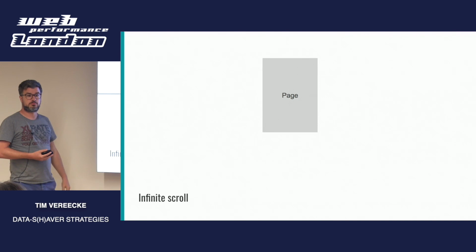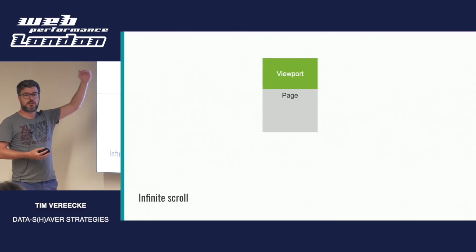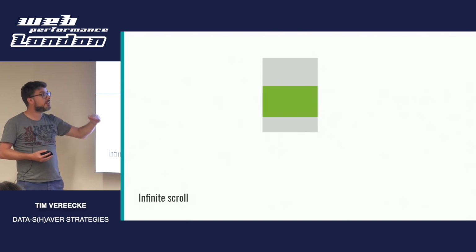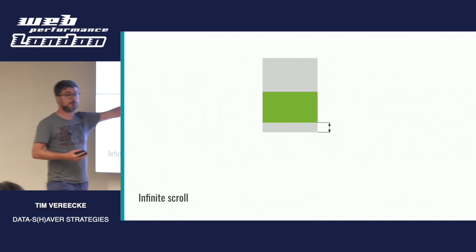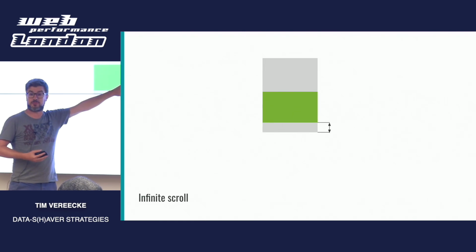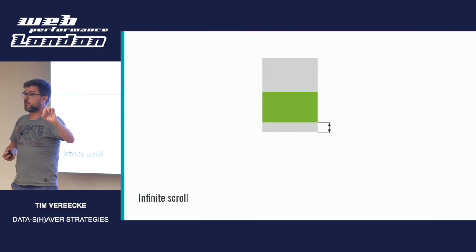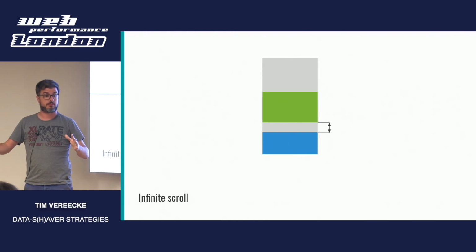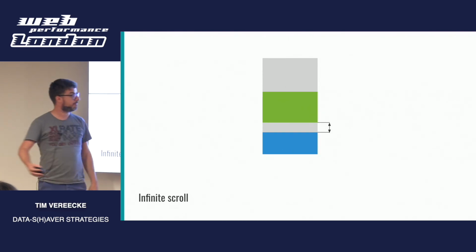Infinite scroll, easy. You have a page, and when you scroll down, you scroll down, you scroll down. At a certain point in time, before you reach the end of the page, what happens? You do an Ajax call for additional content. And then that page becomes longer.